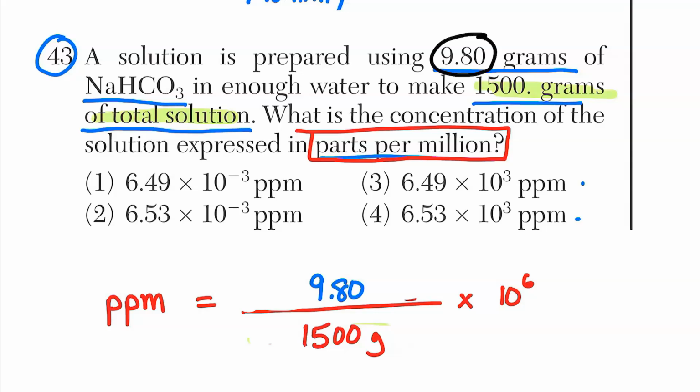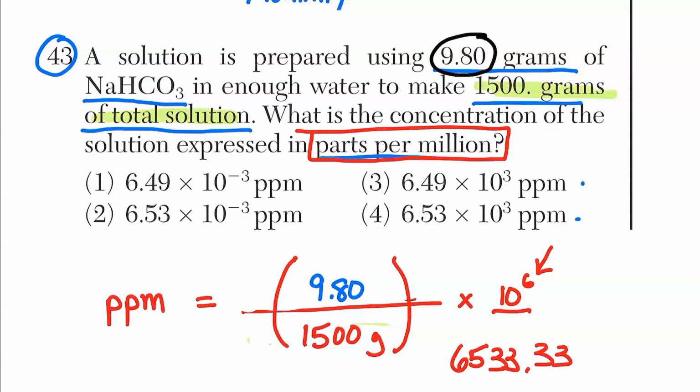Now, 10 to the 6, by the way, is just a way to write a million. Million has 6 zeros. So if you have a calculator you know how to use, I'm going to times that by 1, and I'm going to put 1, 2, 3, 4, 5, 6 zeros, right? That's a million. So I times this answer here by 1 and 6 zeros, or a million, and I get, all right, 6533.3. It's a repeating number.